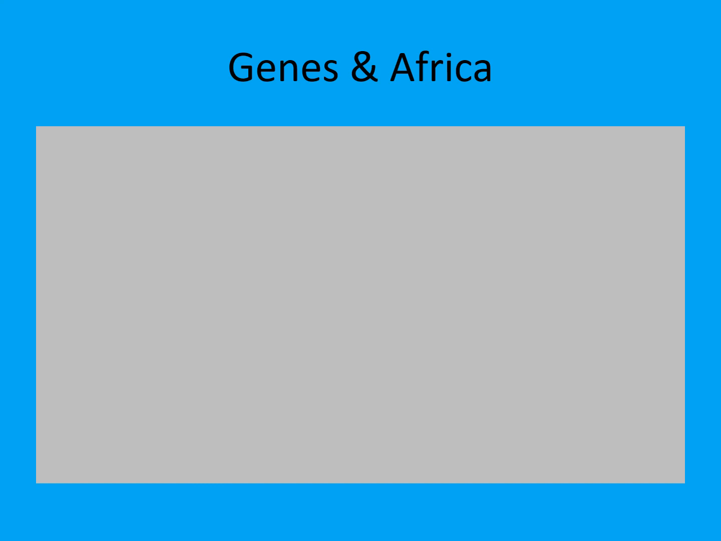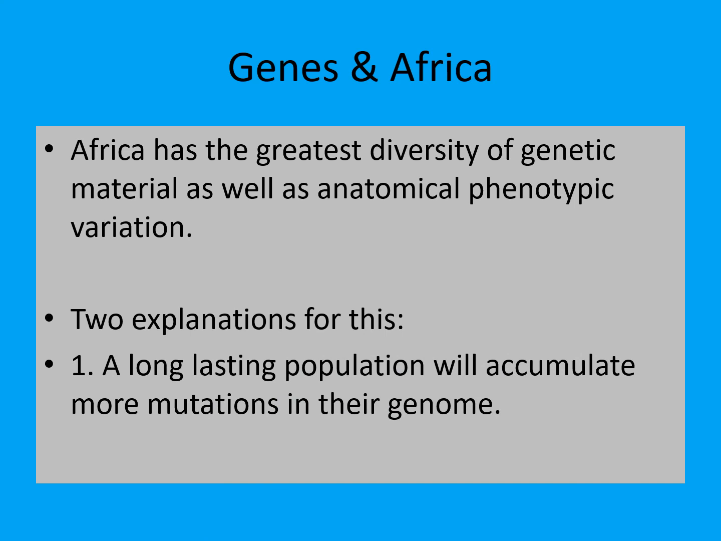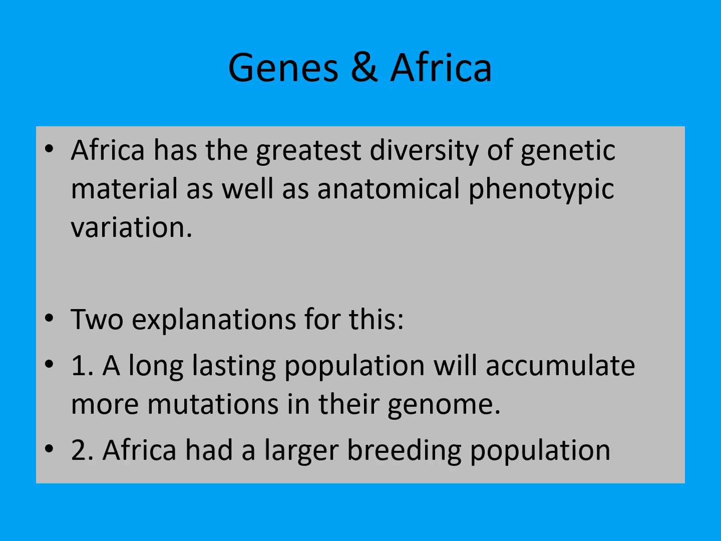So if we look at genes in Africa itself, we already talked about this a little bit, where we said that Africa had the greatest genetic diversity. But it also has the greatest diversity of genetic material as well as the anatomical phenotypic variation. And there are two potential explanations for this. A long-lasting population will accumulate more mutations in their genome. So as humans evolved in Africa and lived there the longest, of course, that's why we would have that much genetic diversity. Or Africa had a larger breeding population than what we see being founded in other parts of the world.